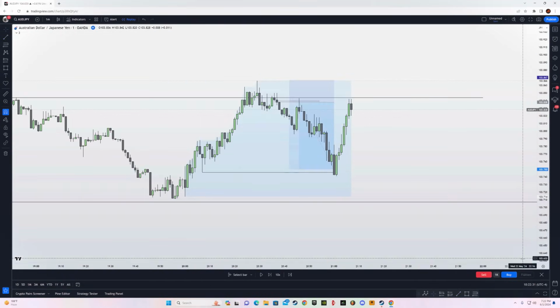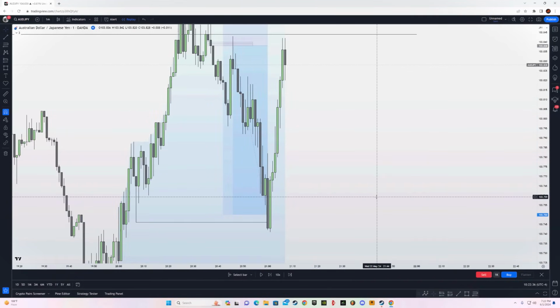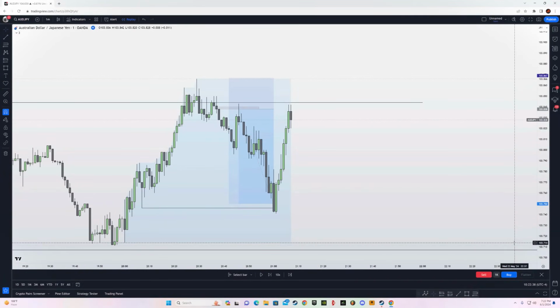So price is not always going to go towards the draw on liquidity, right? That's why it's preferred to take your profits at 1 to 2 or 1 to 3.